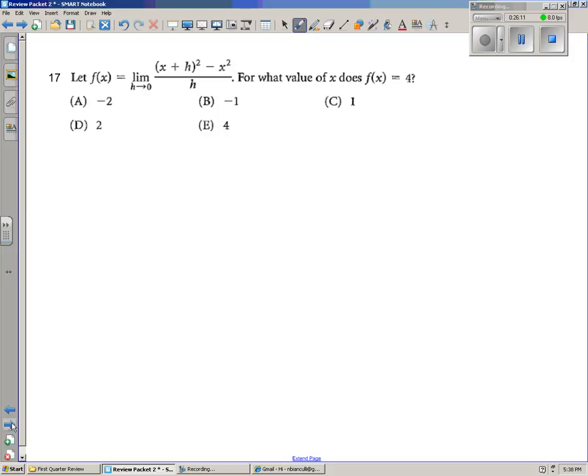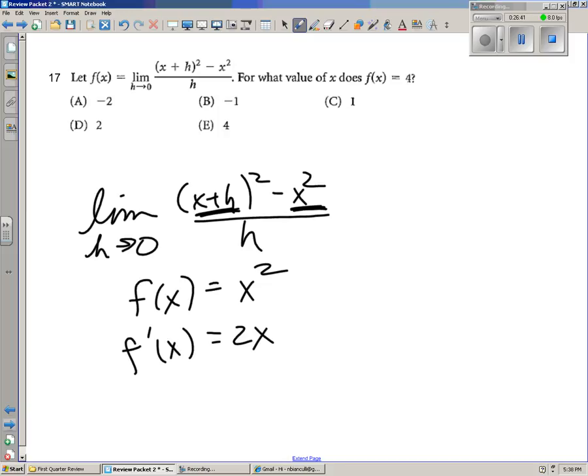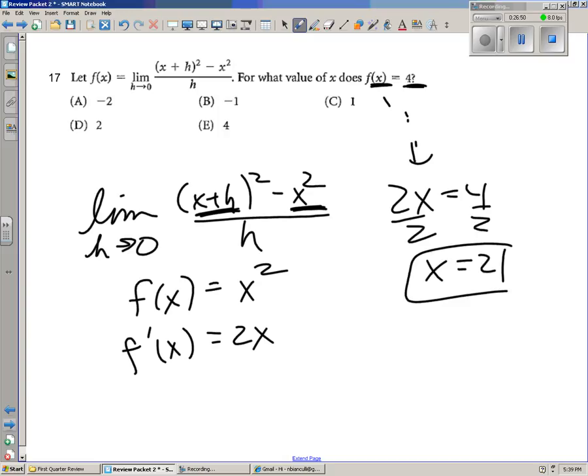All right, number 17. Let f of x be the limit as h goes to 0 of (x plus h) squared minus x squared over h. For what value of x does f of x equal 4? We have the limit as h goes to 0 of this thing. This is a derivative. So first thing you need to realize what function it is, and it's x squared. This tells you, even in this format, f prime of x is 2x. So really now they're asking, for what value does f of x equal 4? So they're really asking, when does 2x equal 4? Well, divide by 2, and x is 2. So very easy question if you recognize that the limit as h goes to 0 is a derivative.